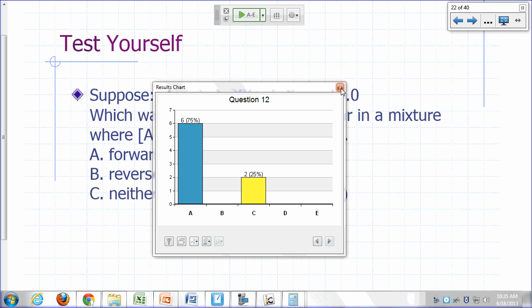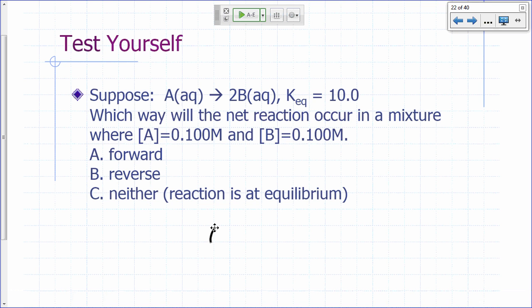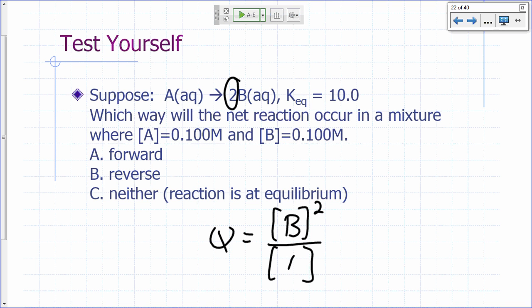Most say forward. Let's see. Q equals concentration of products over reactants. What's our product? B, and then you square it over A. And so what's our Q in this case?